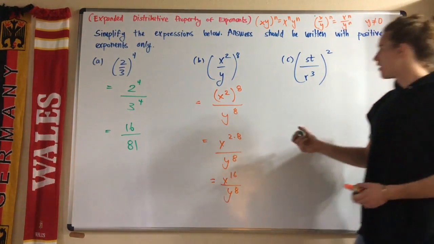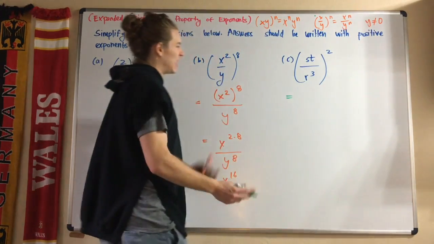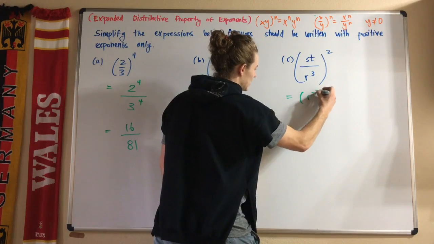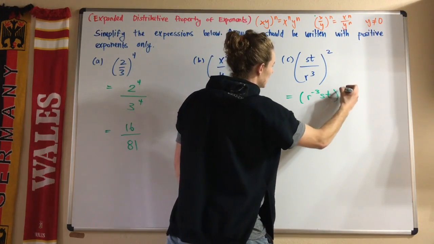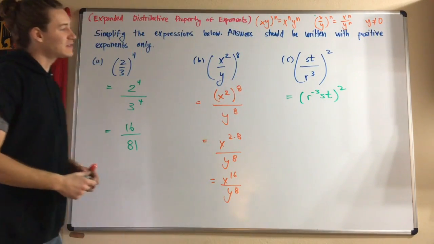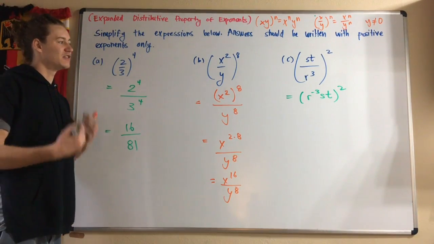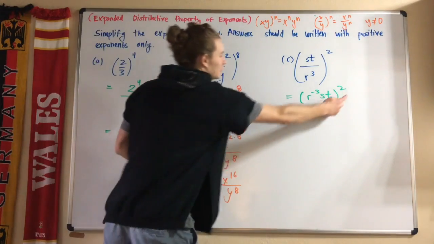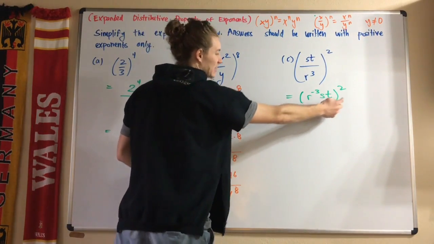I'm going to rewrite this in one other way that some people would maybe like to look at this problem. They could rewrite this as r to the negative 3 s t squared. And in this case, it's almost easier to see how the distributive property would make sense because it's just a simple matter of bringing the 2 to the negative third power of r, to the s, and to the t.